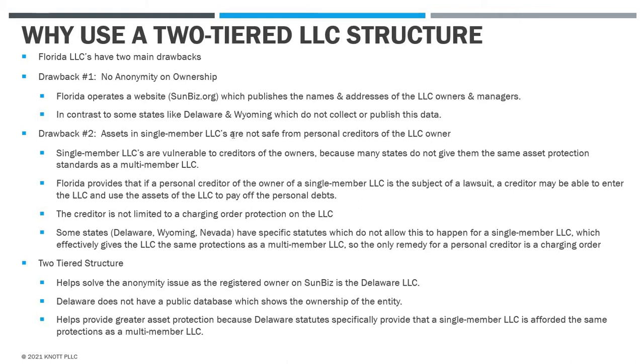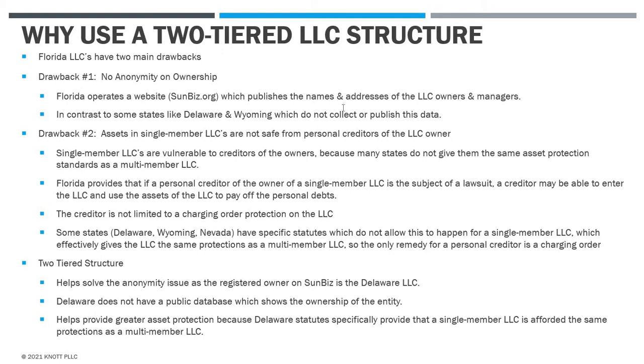Florida is the state I'm going to be picking on in this video. Florida LLCs have two distinct disadvantages compared to, let's say, Delaware or Wyoming. The first one is there's no anonymity with respect to ownership. Florida has the website sunbiz.org, which publishes the names and addresses of each LLC owner and manager set up within the state. When you open a Florida LLC, you have to give them this information in order to get them to process the documents.